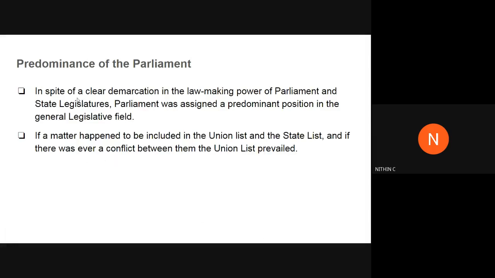Okay, we'll read that. In spite of clear demarcation in the law-making power of parliament and state legislatures, parliament was assigned a predominant position in the general legislative field. If a matter happened to be included in the union list and the state list, and if there was a conflict between them, the union list prevailed. Okay. If a law is created for which there is a conflict between union and state, obviously the union list will be prevailing, or the law created by the parliament will prevail in that case.